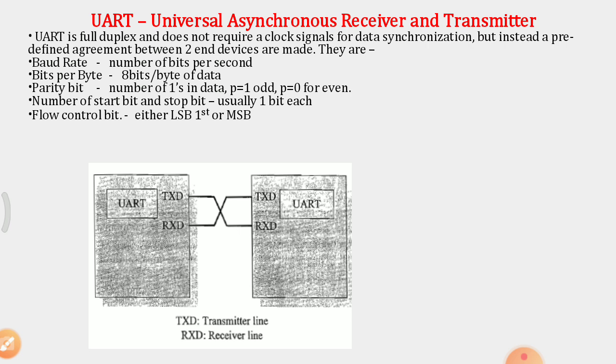As we have two lines here, TXD and RXD, they are cross connected. In the figure we can see that TXD is the transmitter line and RXD is the receiver line, where the TXD is connected to the RXD of the other device. In this way the communication happens.